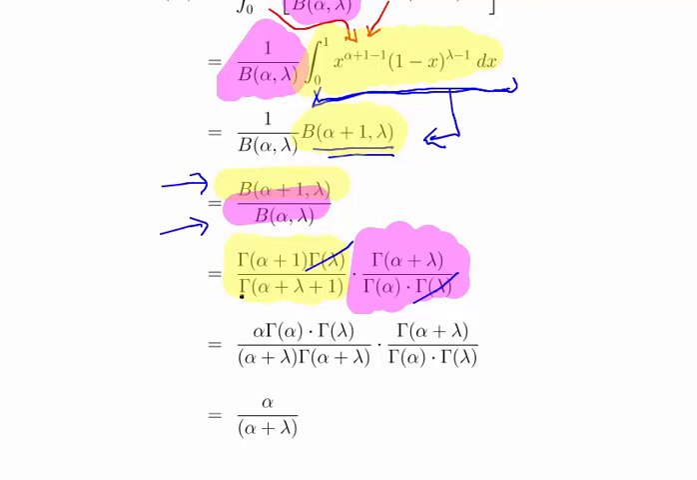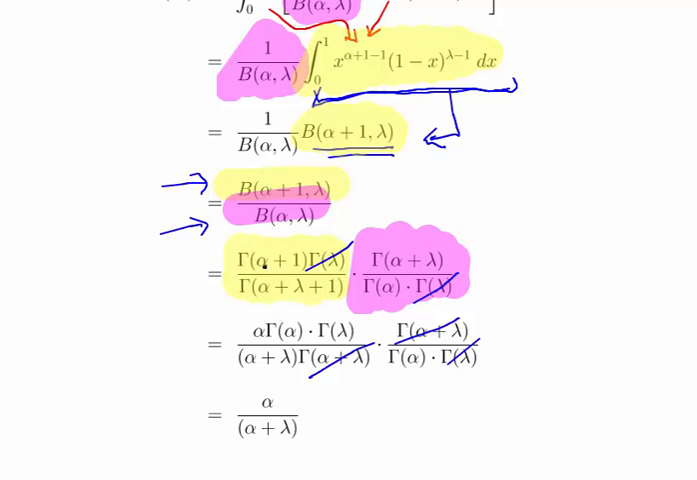Yeah, so the gamma function of alpha plus lambda plus 1 can be written as alpha plus lambda times the gamma function of alpha plus lambda. So that crosses out, okay. They just sort of cross out with each other basically.